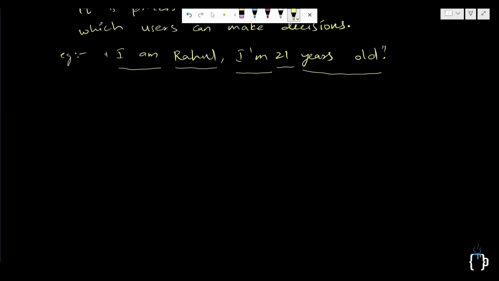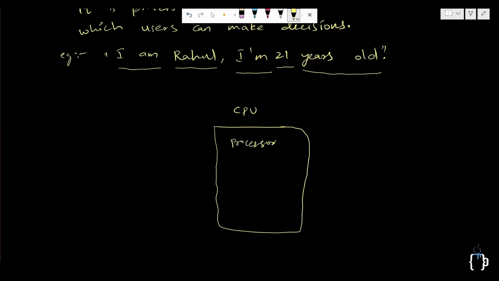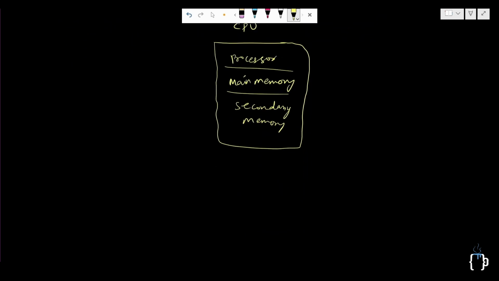How does a system do all these things? We have the CPU, right? What does the CPU have? Have you ever opened and seen the CPU? We find a lot of things in the CPU. We have motherboard, storage disk, memory, processor, and some circuits, right? The important things in the CPU are the processor, the main memory, and the secondary memory. What else do we have? Let's talk about this for now.